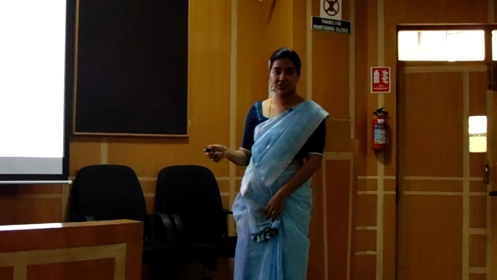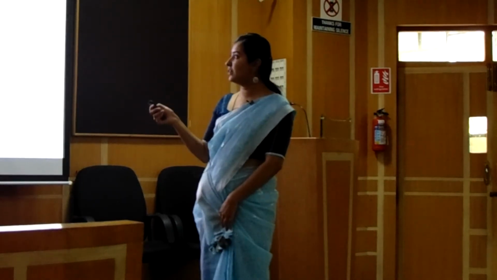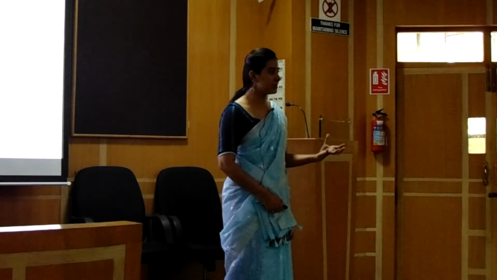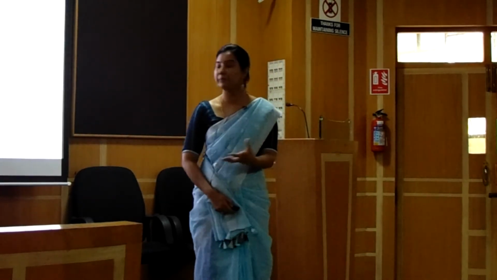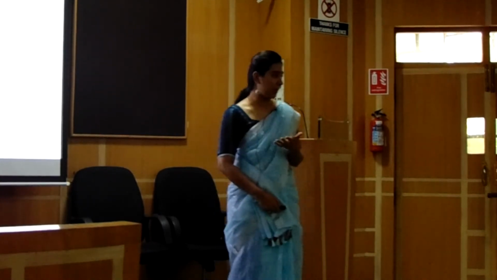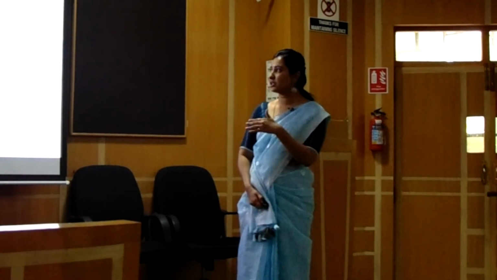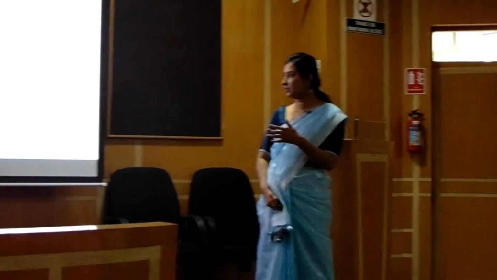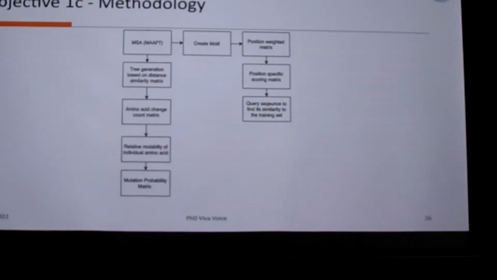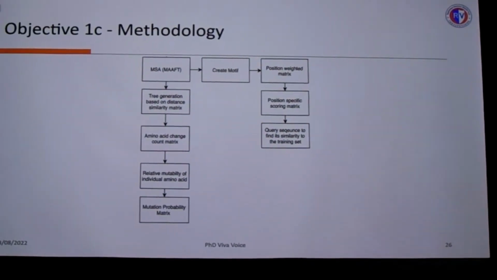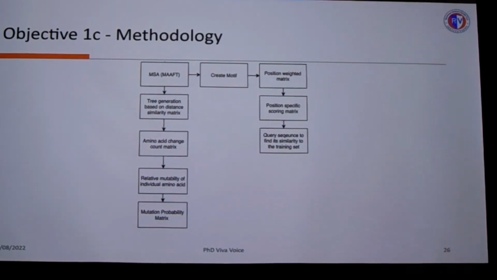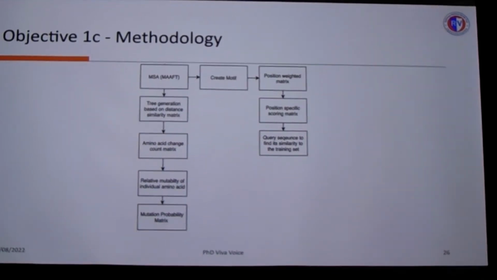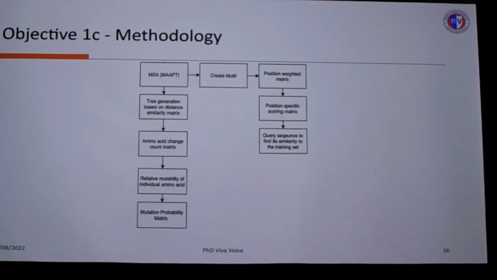So this is the methodology which was followed. First, the input is a multiple sequence alignment. All the protein sequences of RPOB, for example, are aligned using the MAFFT program, and then a phylogenetic tree construction is done based on a distance similarity matrix. Then an amino acid count matrix is generated. By comparing these sequences, how much amino acid change is taking place is calculated in the amino acid change count matrix, that is a 20 cross 20 matrix.